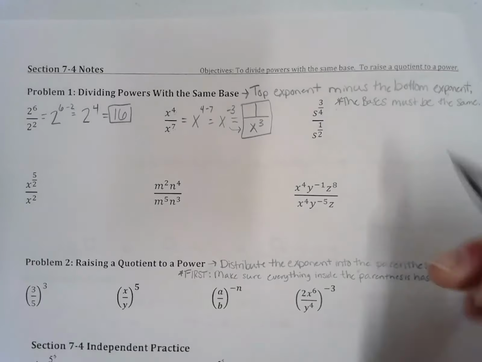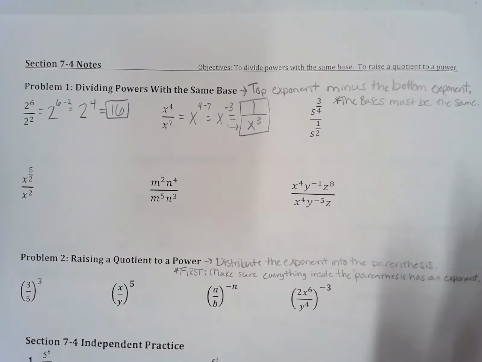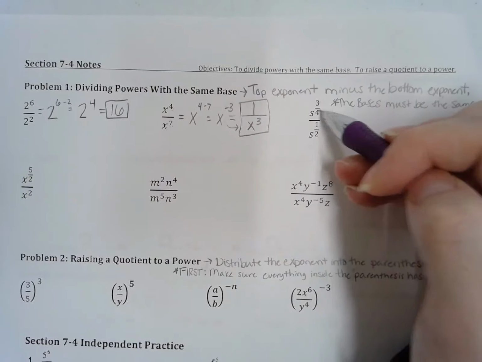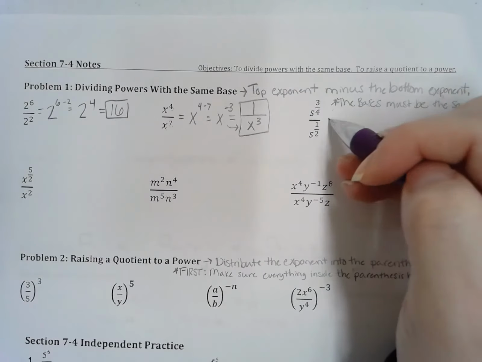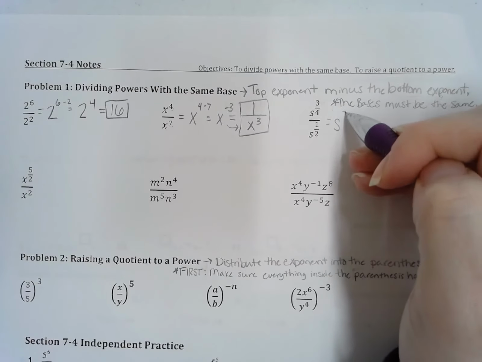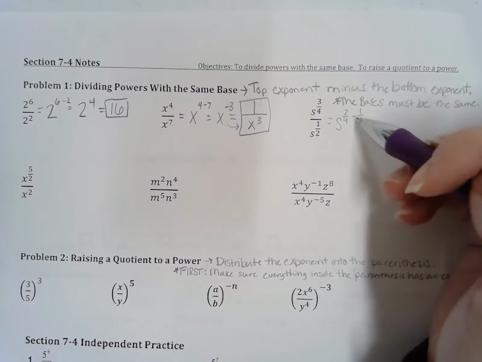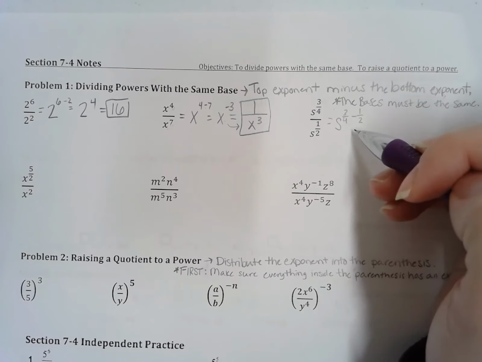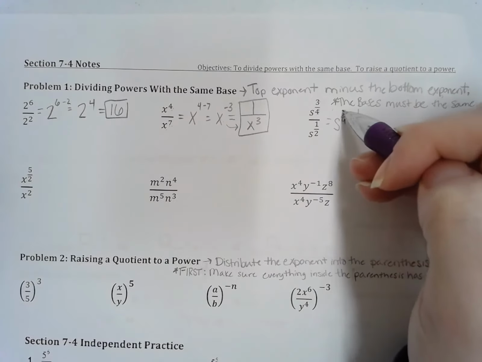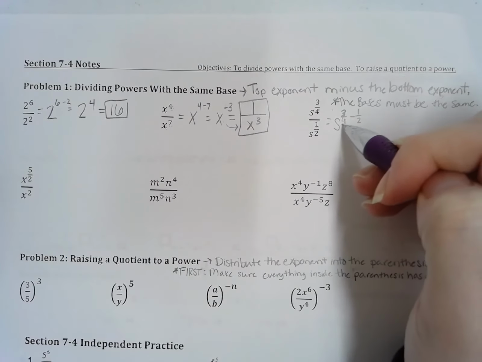Now I can also do this with fractions. So s to the 3/4 divided by s to the 1/2. I can rewrite it as just s to the 3/4, the top part, minus 1/2. Now, because I'm subtracting fractions, I want to get common denominators. So what denominator can I use? I can use 4 for both of these.